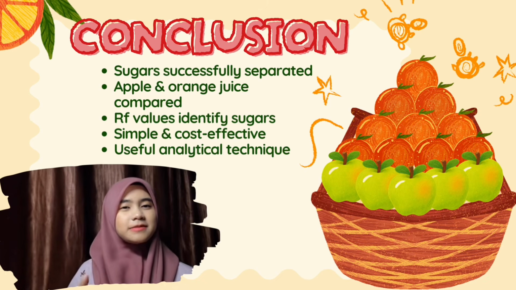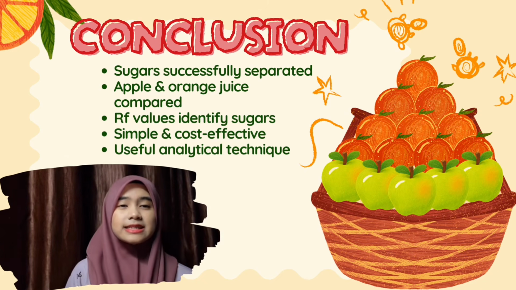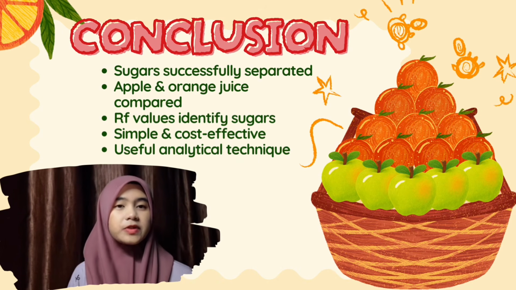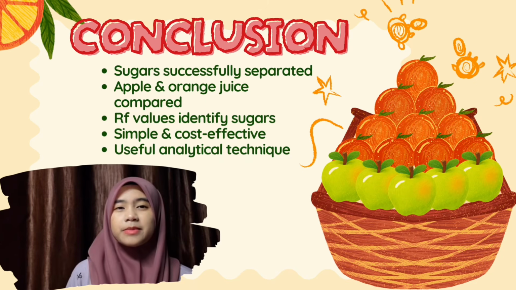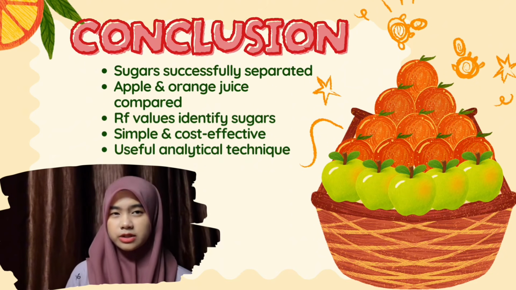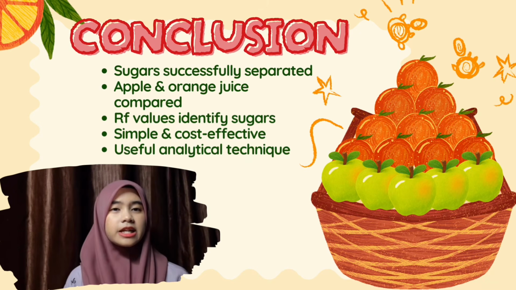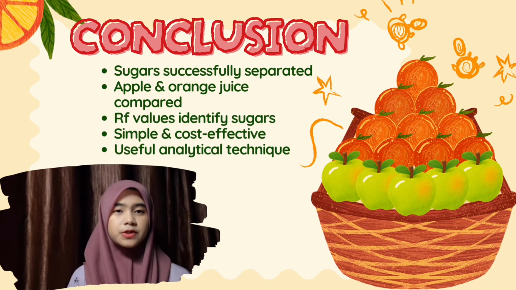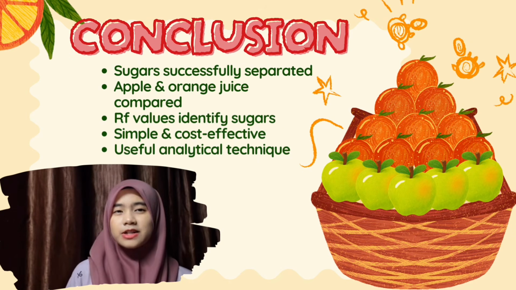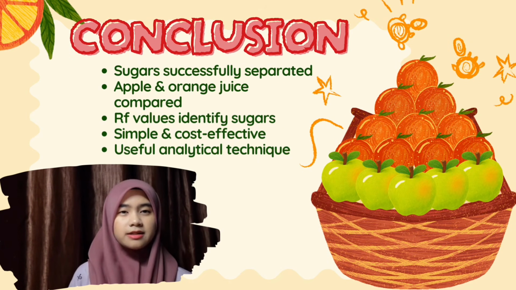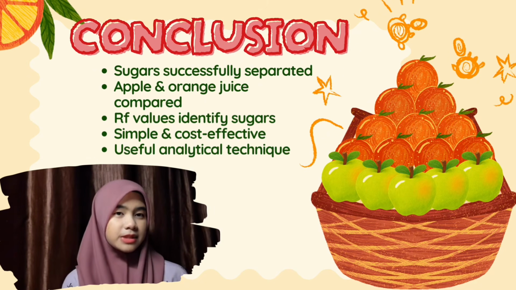Finally, let's summarize the key points from this video. Paper chromatography is a simple and effective technique for separating and identifying sugars in fruit juice. And by comparing the RF values with standard sugars, we can identify glucose, fructose, and sucrose in apple and orange juice, making it useful for studying and comparing their sugar composition. Overall, this application shows how analytical chemistry can be used to analyze everyday food products in a simple, practical, and meaningful way.